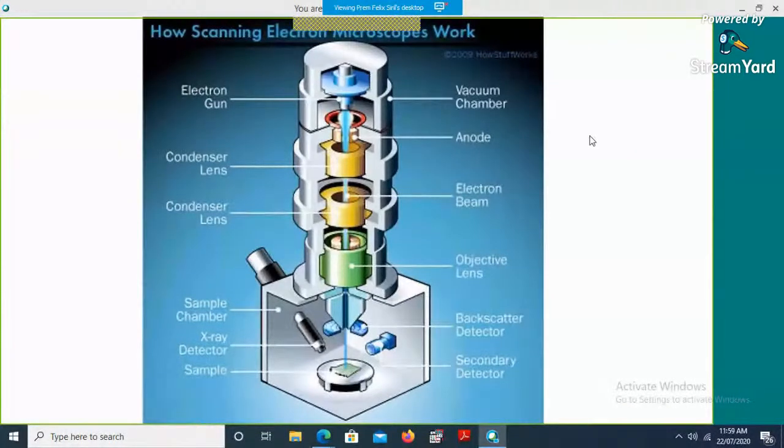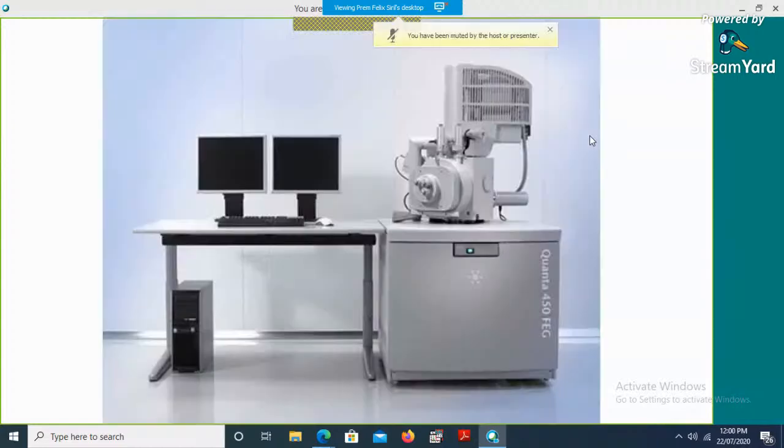We also learned about the basic parts of an electron microscope, especially how they are organized in a scanning electron microscope, and how each part functions. So now let us discuss finally how the image is created in a scanning electron microscope. So this is how a scanning electron microscope actually looks like.